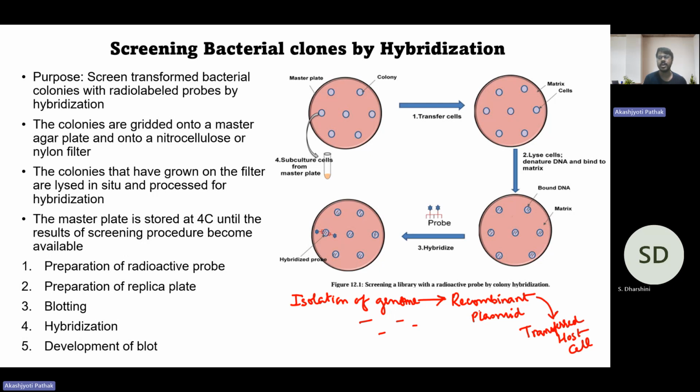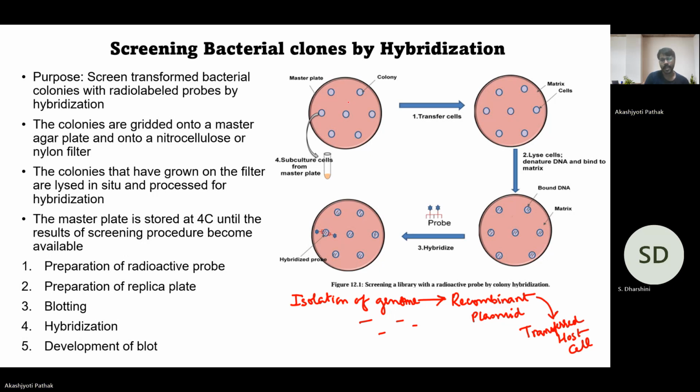You want a particular gene, you are interested in a particular gene, so you have to screen which of these host cells has your gene of interest. So how is that done? One method is by hybridization. What is done in hybridization is basically you have an agar plate, for example, and in this agar plate you have different colonies. Different types of colonies are growing on this agar plate.